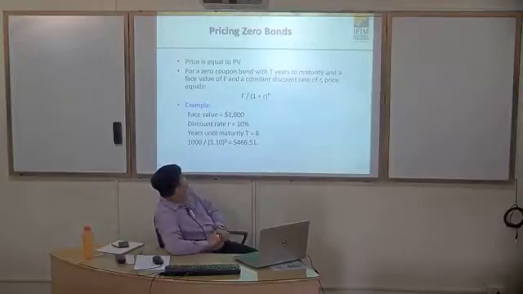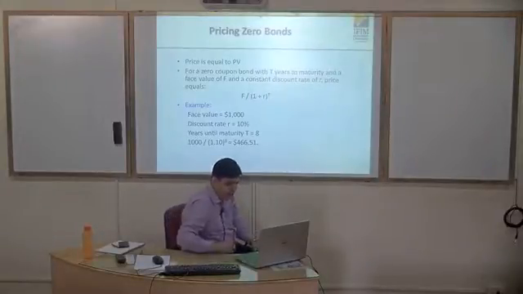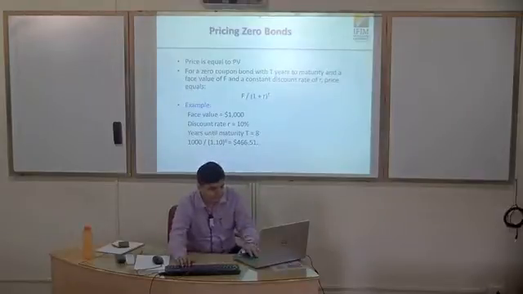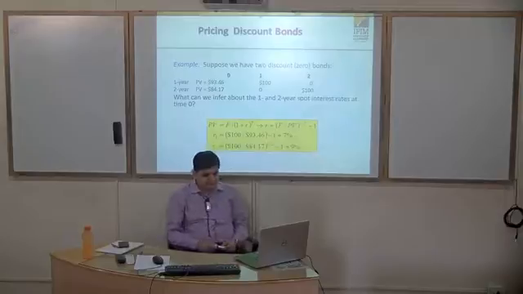Example: face value is $1,000, discount rate is 10%, years until maturity, which is T, is 8 years. So if you do the math, you get $466.51. Okay. Now, pricing discount bonds.